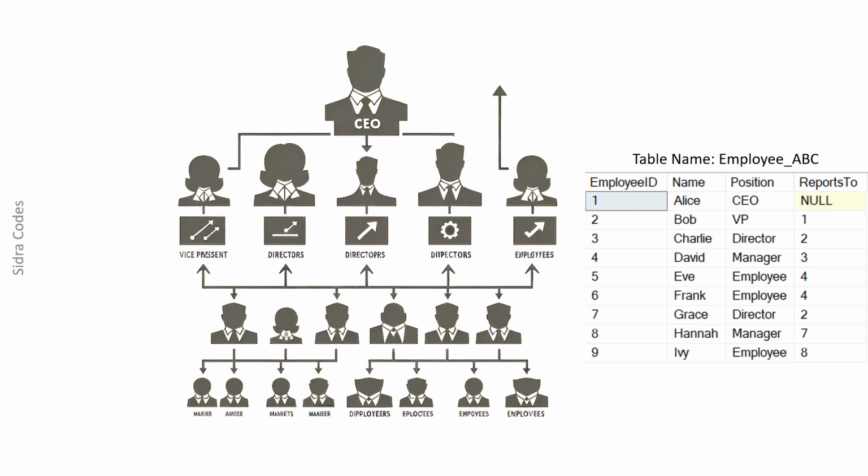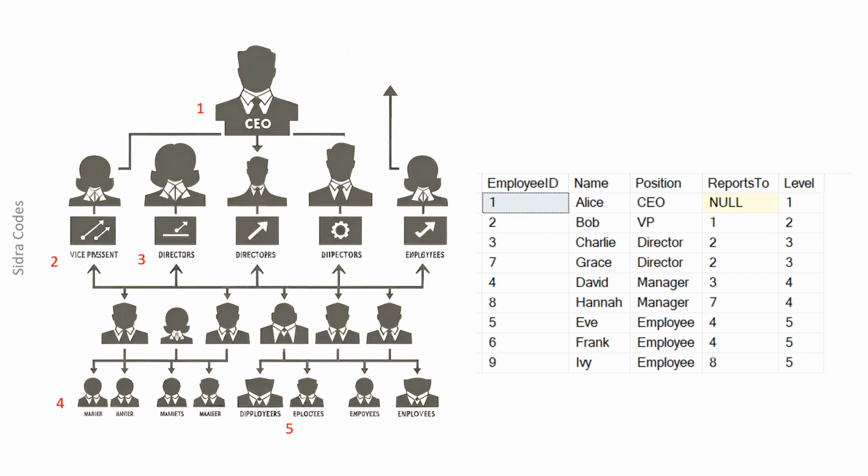For example, who's the employee who reports to the manager, manager who reports to the director, director who reports to the VP, and VP who reports to CEO. I want to find out who is level 1, who's level 2, who's level 3, who's level 4, and who's level 5. This is not given in the table itself, but I want to find out. The reason is who is reporting to whom, and since the CEO does not report to anyone, he will always be level 1.